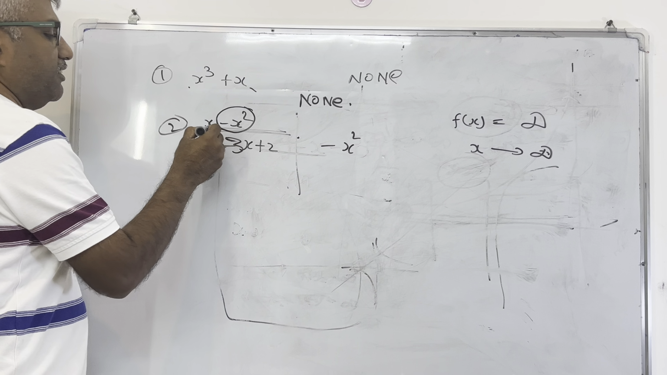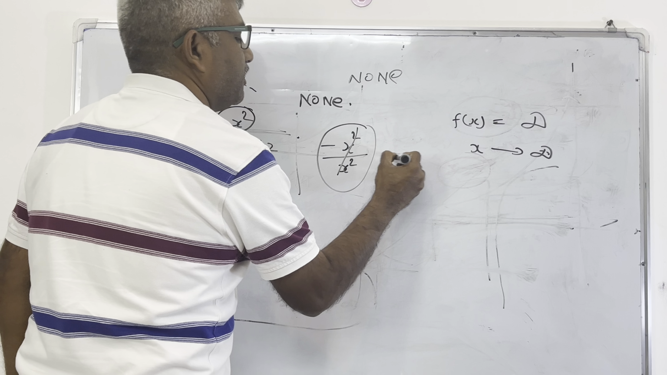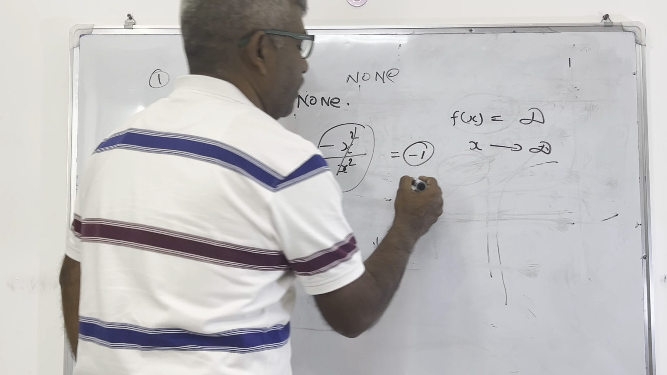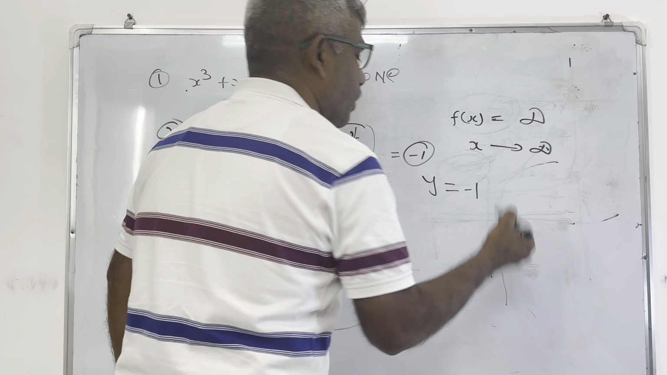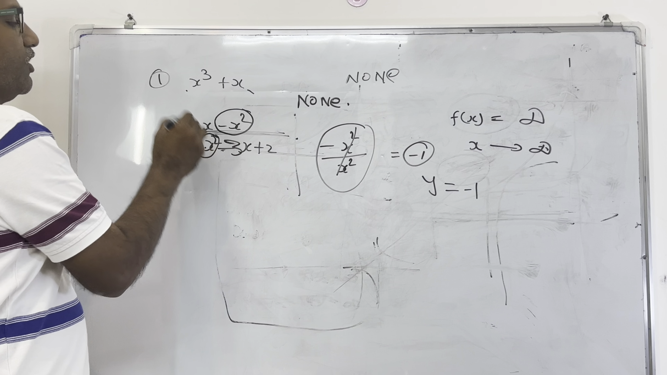And find the maximum power in the denominator, x squared. Divide it, minus 1. So here the horizontal asymptote is y equal to minus 1. Very simple one. Okay, minus x squared over x squared. If a fraction comes, apply this one, y equal to minus 1.